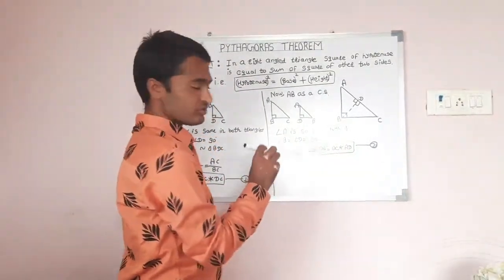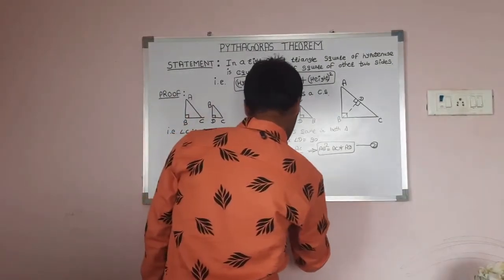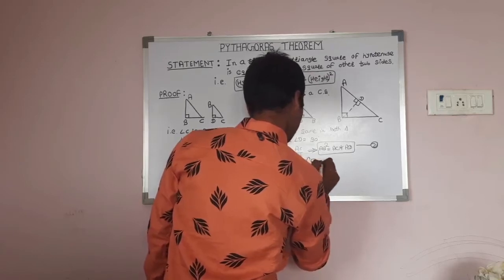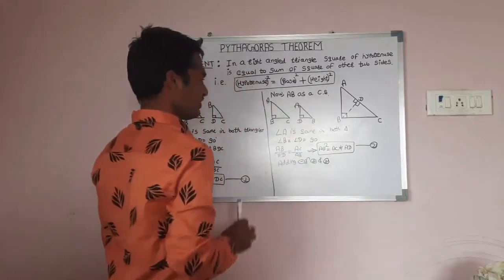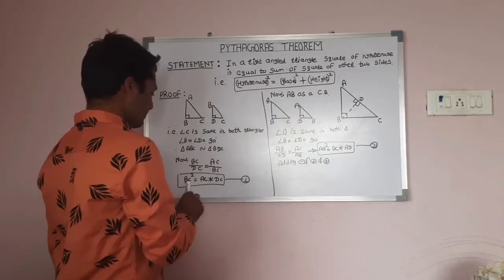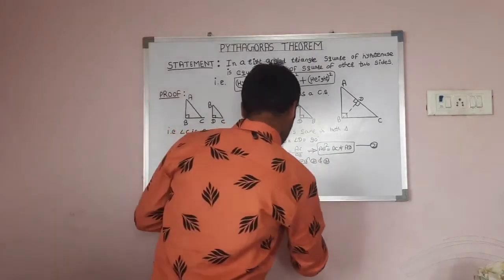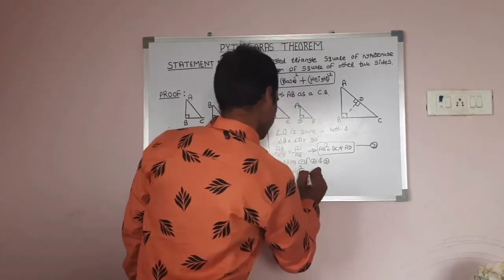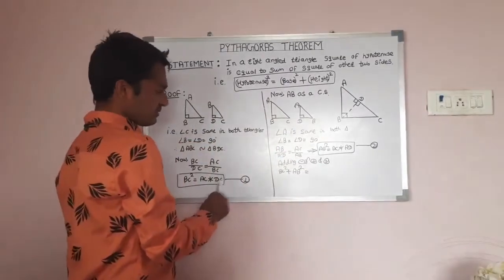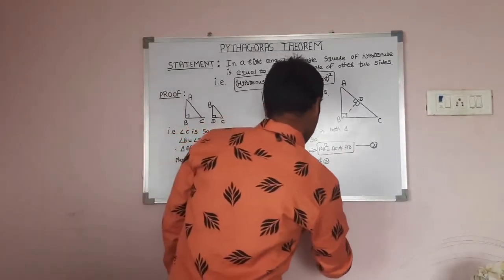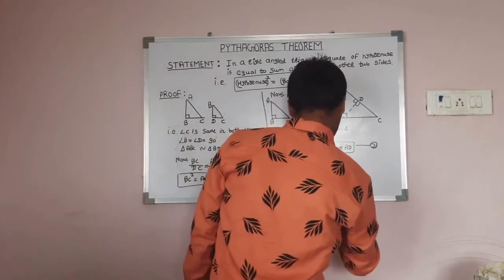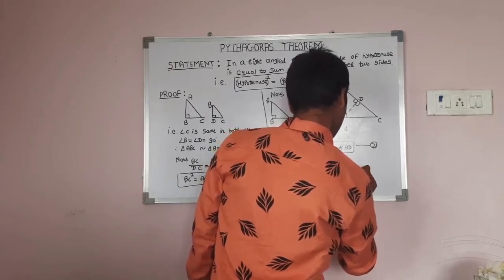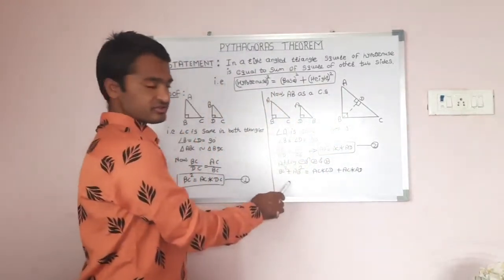Now we will add both the equations. Adding equation 1 and 2, what we will get? The LHS is BC square plus AB square is equals to what? AC into CD plus AC into AD. This is our LHS, this is our RHS.